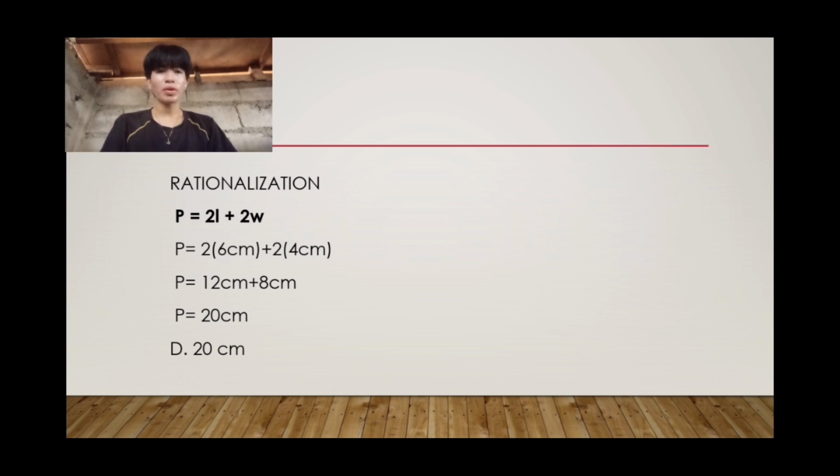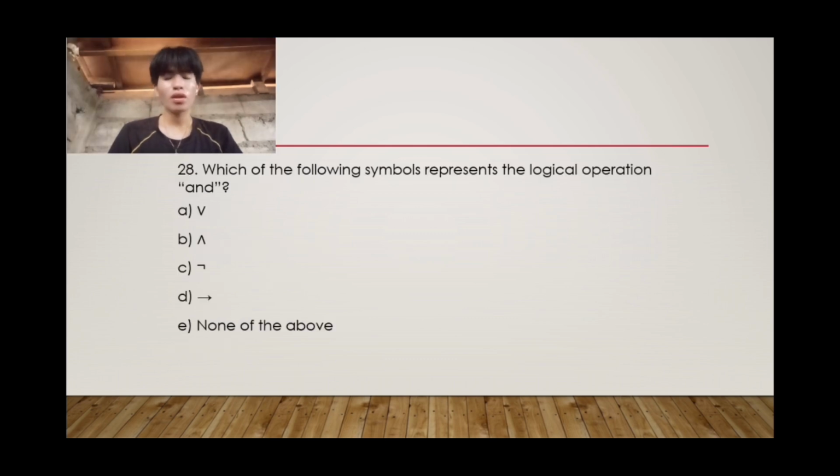So the perimeter of the rectangle is equal to 2 times 6, that's 12 centimeters, plus 2 times 4, that's 8 centimeters. So 12 plus 8 is equivalent to 20 centimeters. So our answer for this number is 20 centimeters. That's letter D.